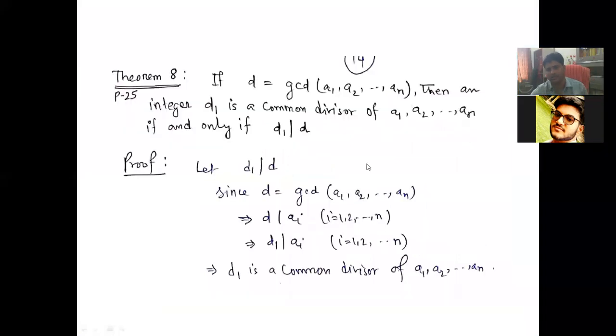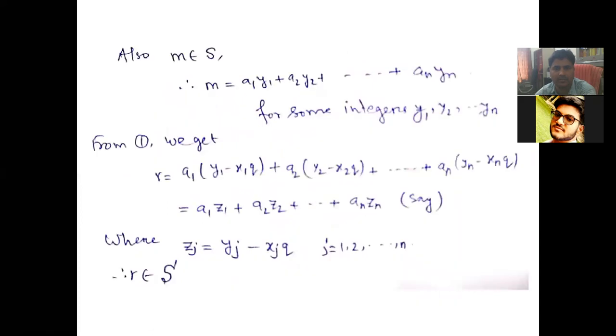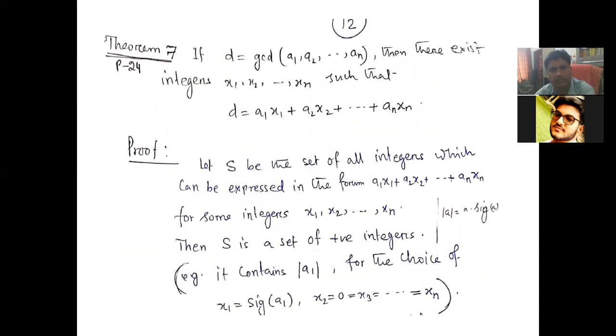So today we will discuss some other problems related to GCD, greatest common divisor. In the last class we discussed this very important theorem: if D is the GCD of A1, A2, ..., An, then there exist integers x1, x2, ..., xn such that D can be written as this linear combination, A1x1 + A2x2 + ... + Anxn.